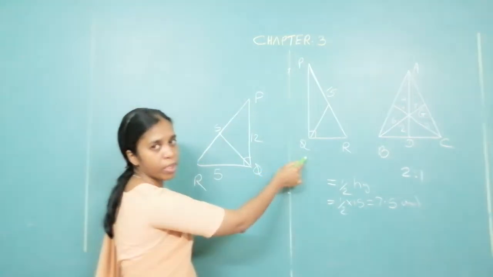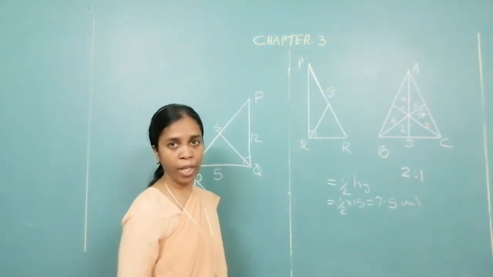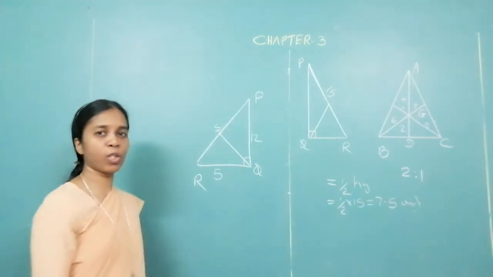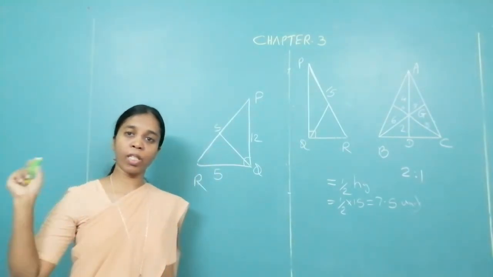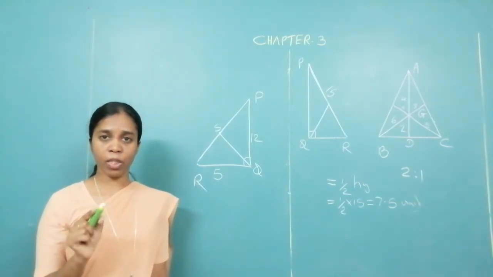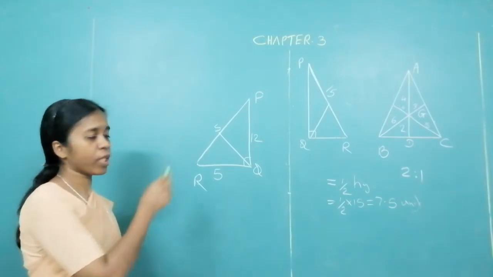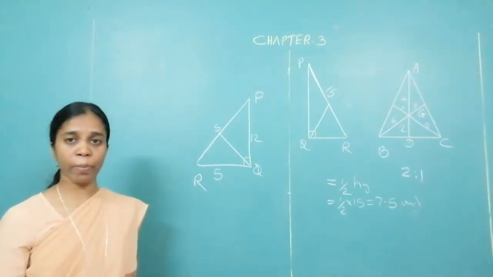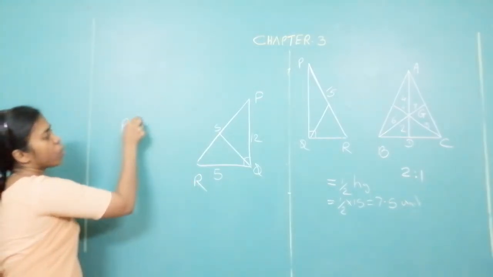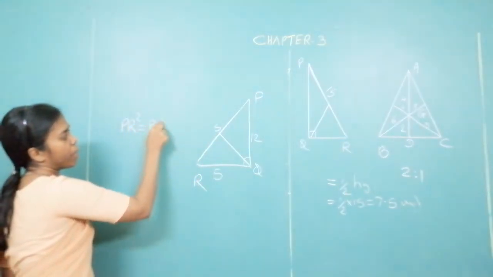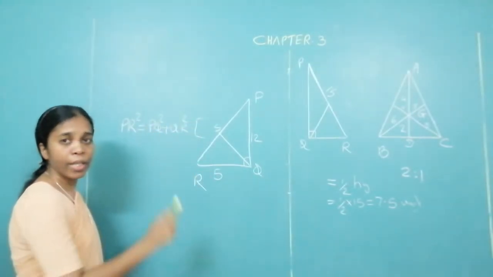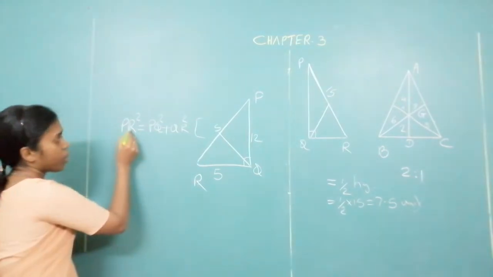That is what we have done over here. The length of the median is equal to half of the hypotenuse. Now how do we get the hypotenuse over here? This is something you have learned in the lower classes: Pythagoras theorem. What does it say? Hypotenuse square is equal to side 1 square plus side 2 square. So you will write PR square is equal to PQ square plus QR square, reason: Pythagoras theorem.